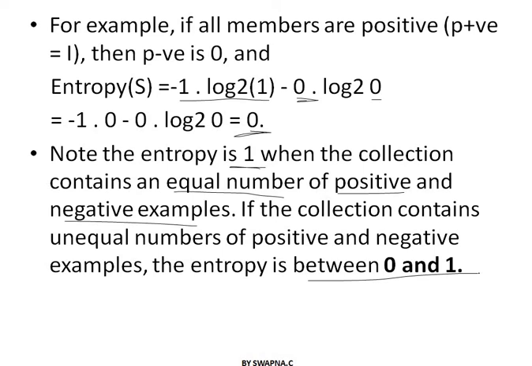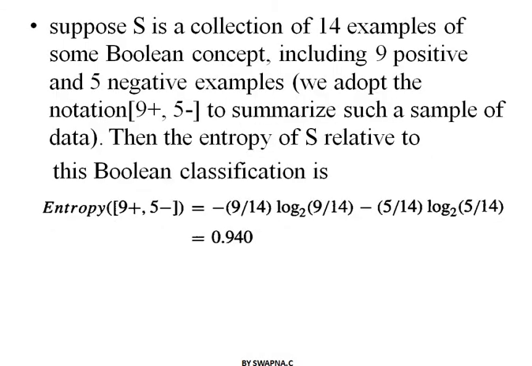We said if all the examples are positive training examples, with 0 negative training examples, we will get an entropy value of 0. If positive and negative training examples are equal, we will get entropy value 1. If the collection contains an unequal number of positive and negative training examples, then the entropy is between 0 and 1. Suppose I am taking a collection of 14 training examples with a Boolean concept only, that means the target concept value is 0 or 1, yes or no. This collection includes 9 positive training examples and 5 negative training examples.